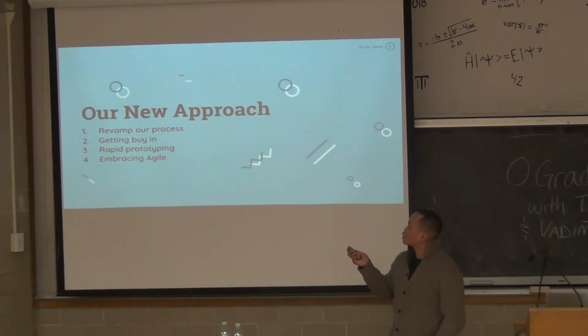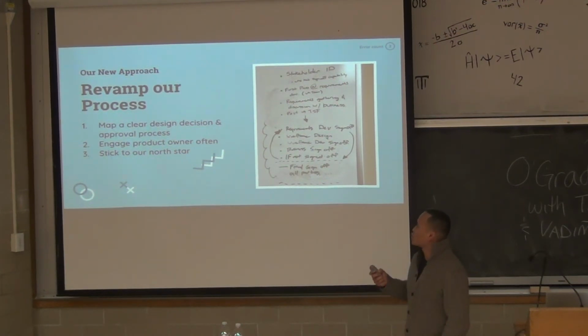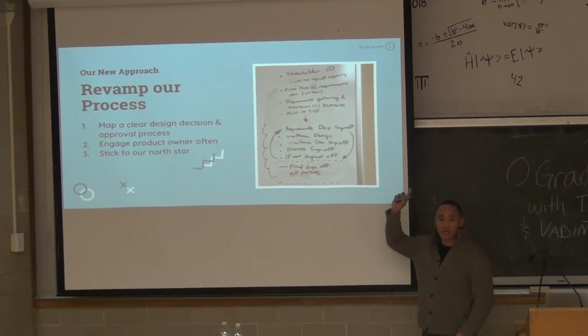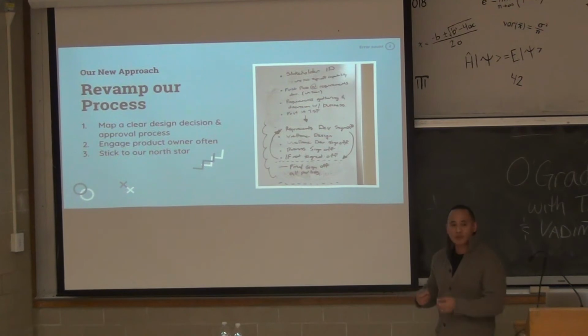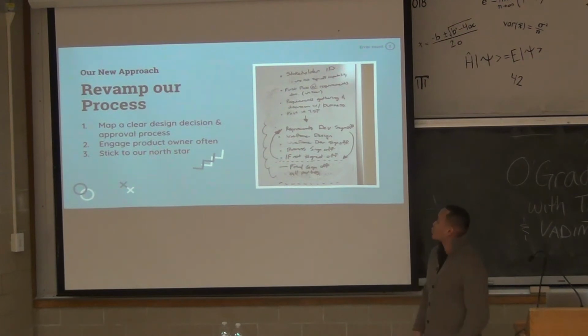So we came up with a new approach. We revamped our design process. We mapped out a clear design and decision approval process. You can see here on the right-hand side, this was actually me and Armin whiteboarding our design process because we figured what the process was beforehand wasn't quite working. Let's try to meet somewhere in the middle. So this is actually the steps we took to make that process work.